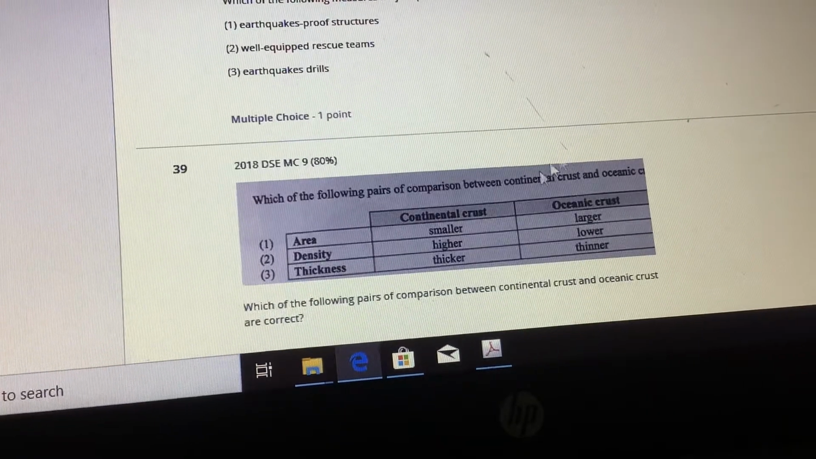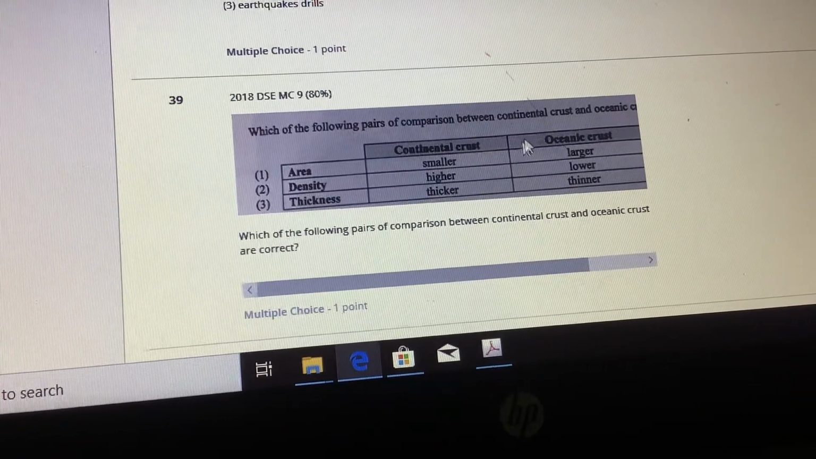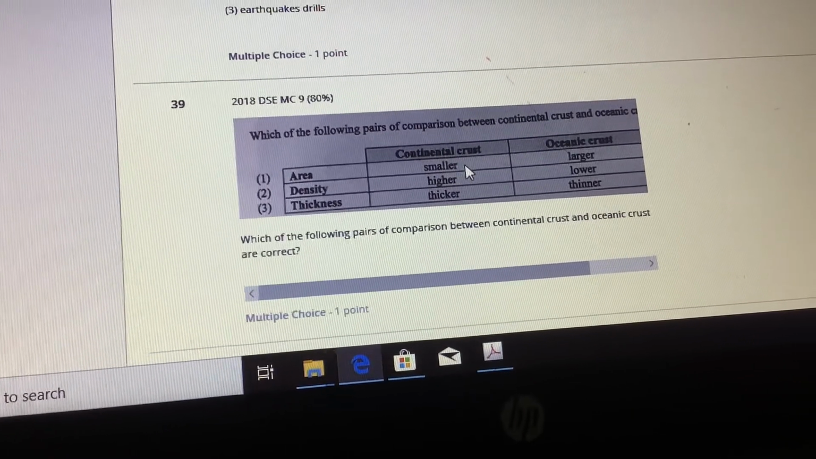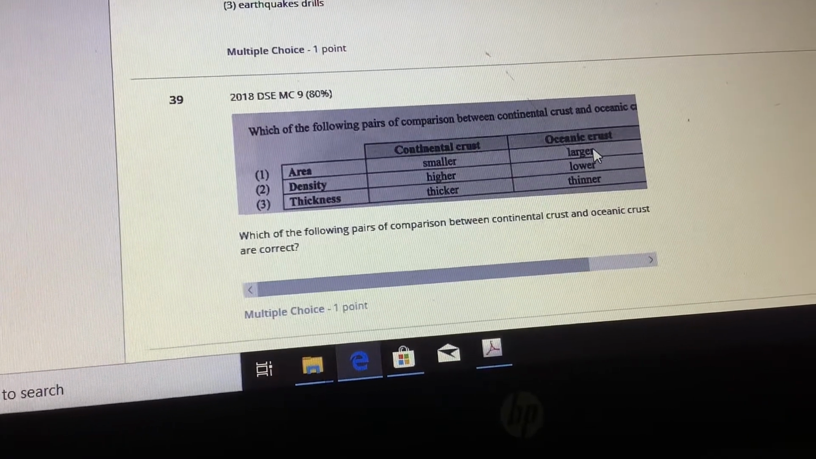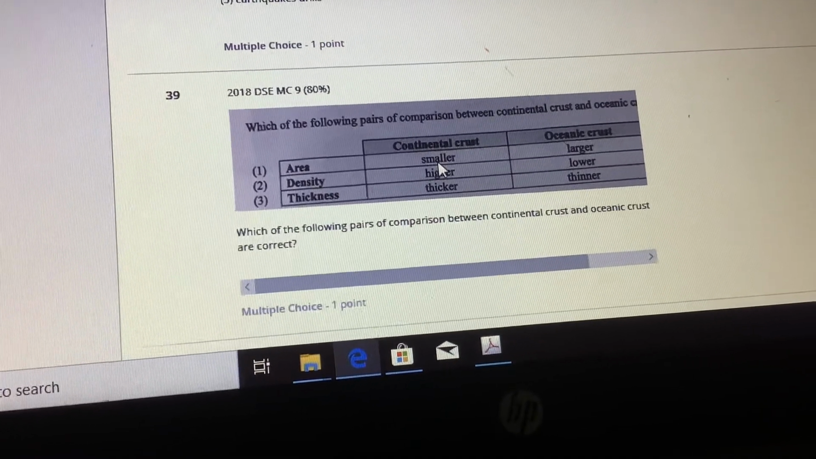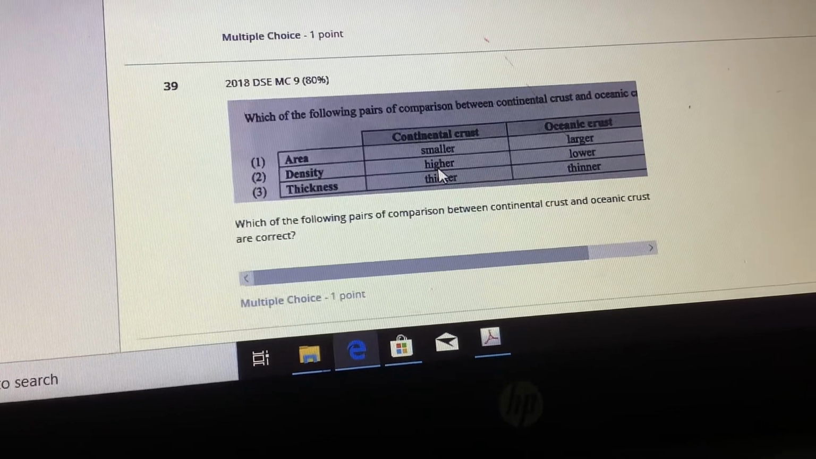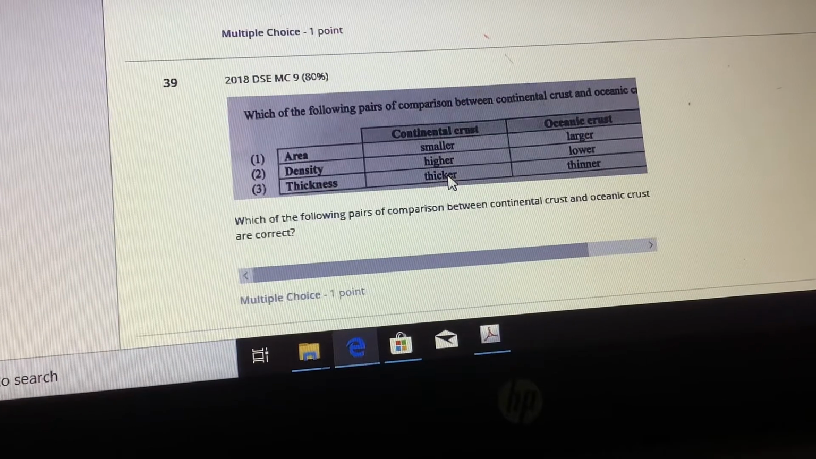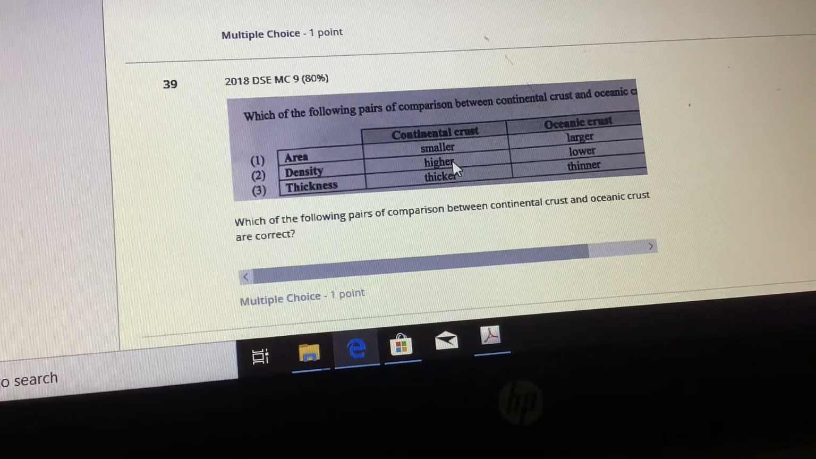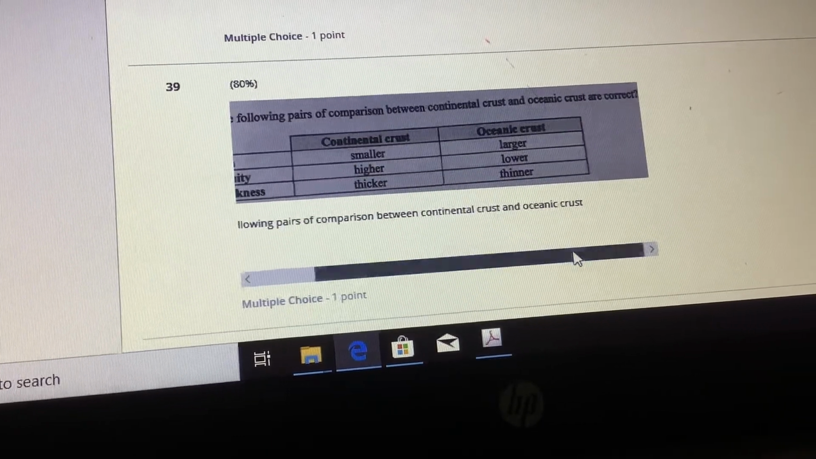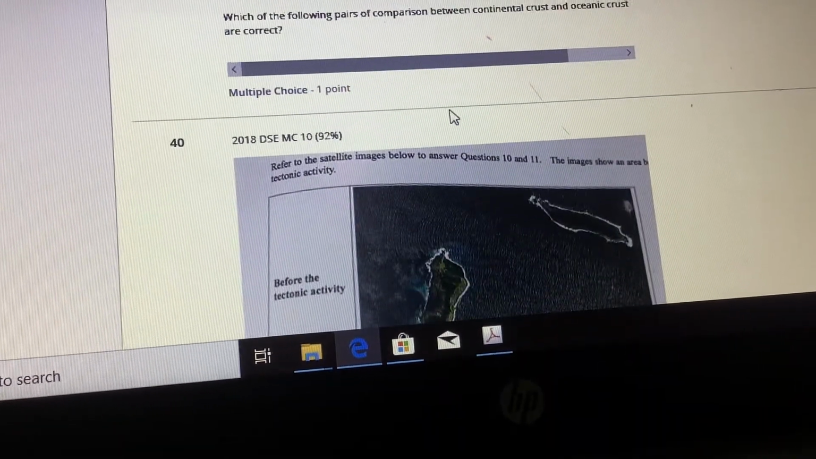39. Comparison between continental crust and oceanic crust. Area of continental crust is smaller. Yes. Oceanic crust occupies a larger area on the earth. Density, I've asked about this many times. Bear in mind, if the density is higher, it should be thinner. So either number 2 or number 3 is wrong, but I think number 2 is right. So accordingly, is it number 1 and number 2? It should be number 1 and number 2. Don't want to waste time checking.